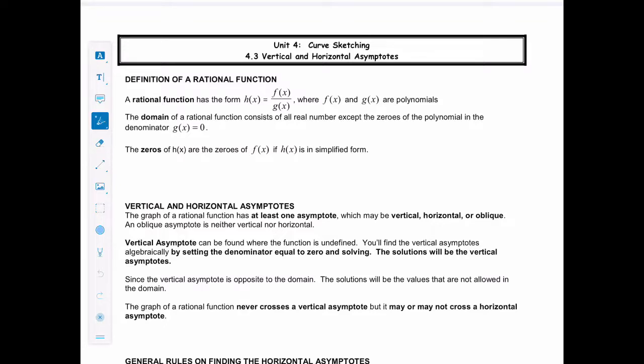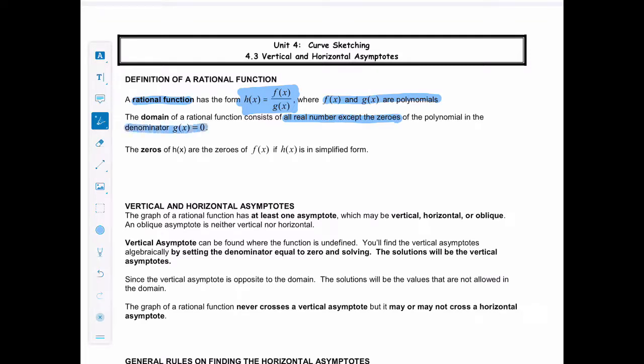So today we're talking about the definition of a rational function. A rational function basically is when you have a function that is made up of two components that make it look like basically a fraction. So what we have to know is that f of x and g of x are polynomials, which I'm not going to get into. The domain of a rational function consists of all real numbers except zeros of the polynomial in the denominator, which is where g of x is 0, right?